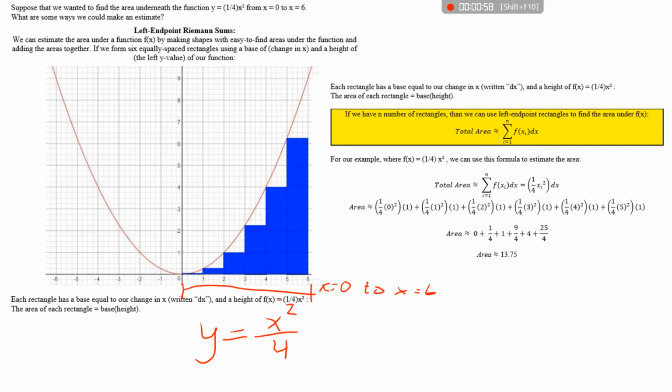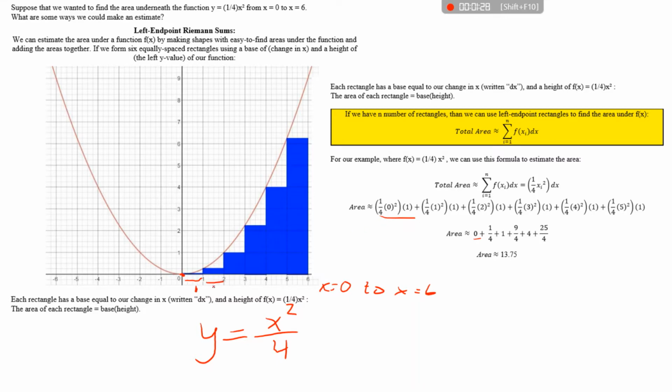Okay, what I'm doing is I'm splitting this up into equally spaced rectangles, so 6 of them in this case. So each one of these rectangles has a base of 1. So base of 1, and then a height of whatever its function is on the left. So this first rectangle, if I plug in x equals 0, is 0. So that's 0 times 1 is 0.